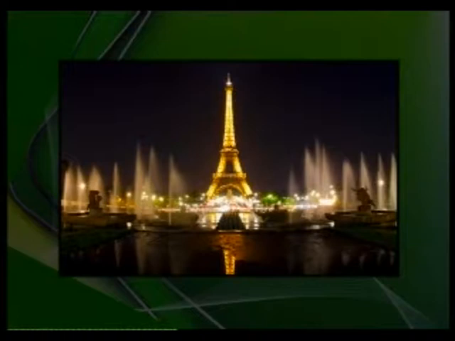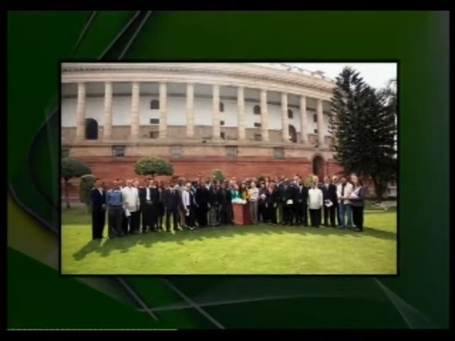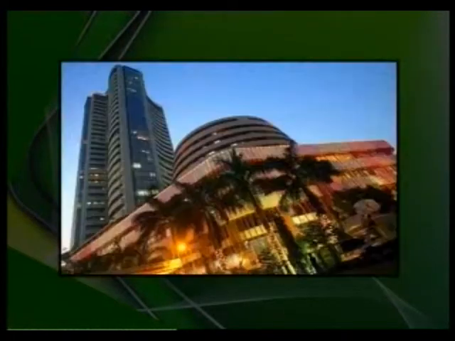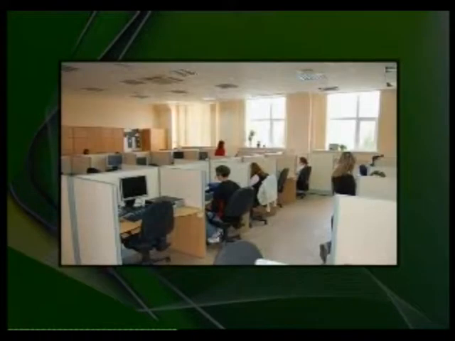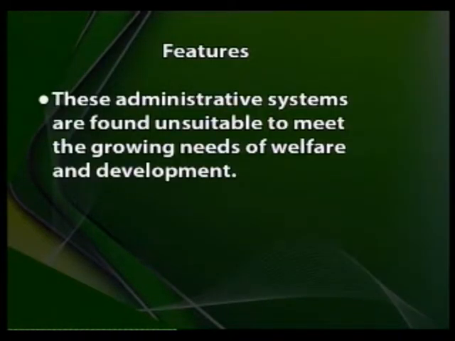Developed societies have different problems. Developing societies have economic problems, political problems, social change, etc. The role of public administration is, number one, the growth of the country and development of the people with social justice. The whole problem that arises in the developing countries is that the administrative structures are taken from the colonial masters. These administrative systems are found unsuitable to meet the growing needs of welfare and development.